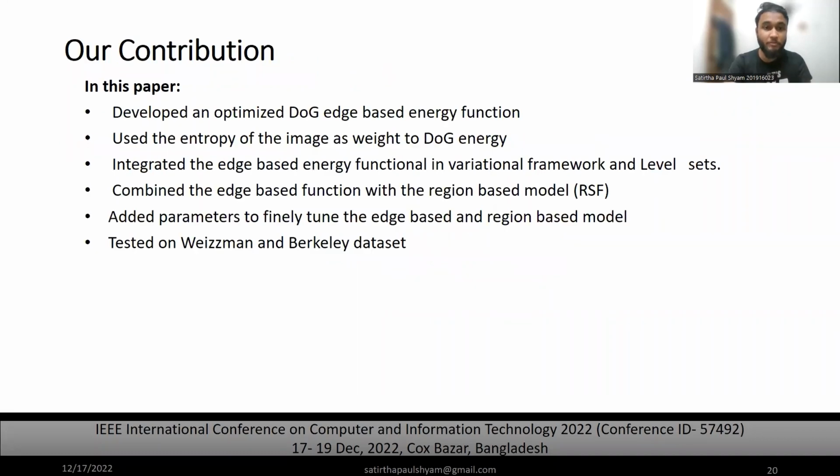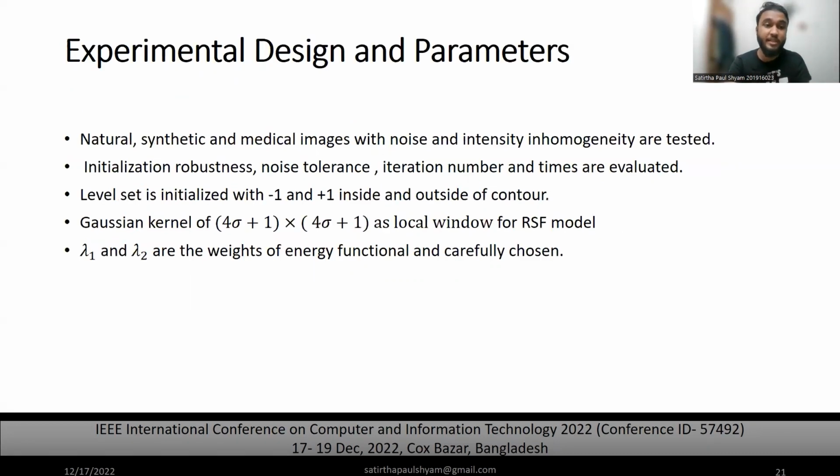In this paper, we have developed an optimized DoG edge-based energy function. We use the entropy of the image as weight to the DoG energy. We have also integrated the edge-based energy functional into the variational framework and level set formulation, combining the edge-based function with the region-based model. We have used the entropy of the image so that it can guide the contour towards the edges of the images. We have also added parameters to finely tune the edge-based and region-based models. We have tested on the Weizmann and Berkeley datasets.